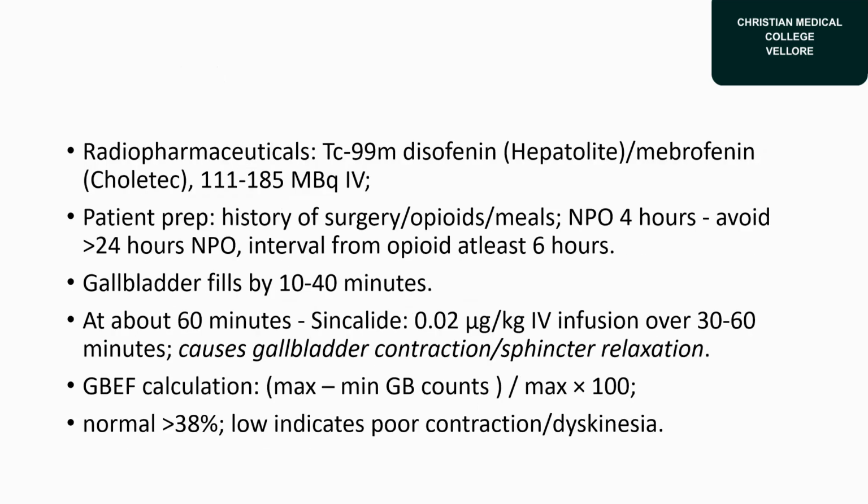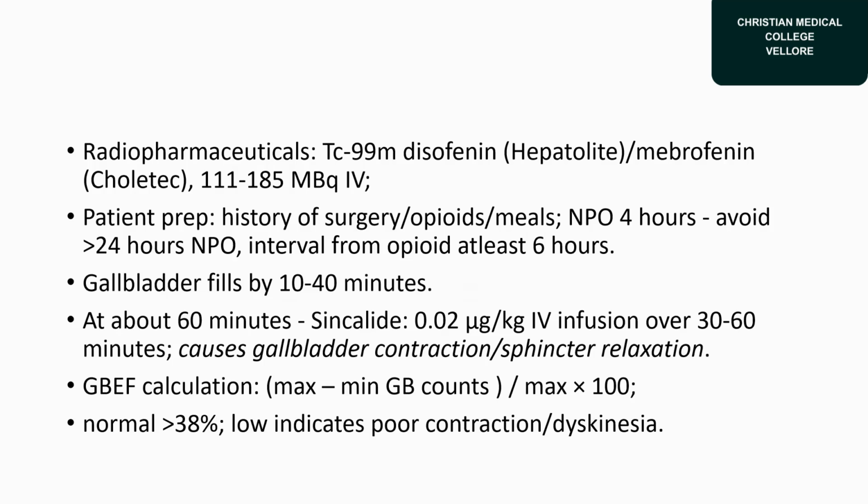The pharmaceuticals used are disofenin and mebrofenin. The activity commonly given is 3 to 5 millicurie, that is 111 to 185 MBq, given IV. We take a history of the drugs and a history of surgery, and the preferred NPO is 4 hours. We avoid NPO of more than 24 hours, and an interval from opioids of at least 6 hours is given. The gallbladder fills by about 10 to 40 minutes. At about 60 minutes, we start the infusion of Synclinide at the given dose, that is 0.02 microgram per kg IV infusion over 60 minutes.